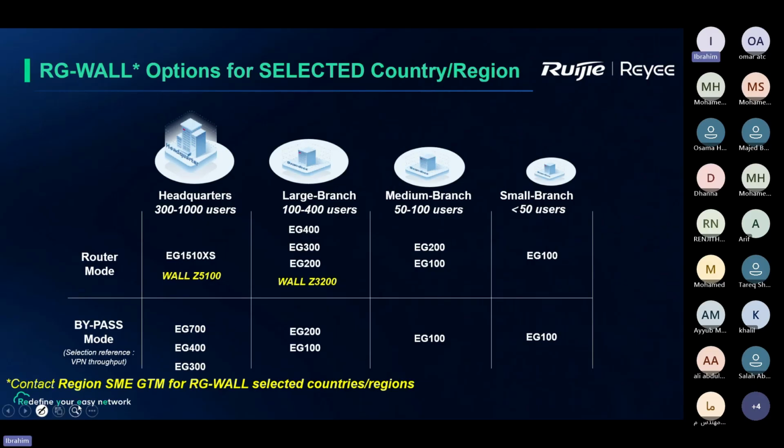Okay. We also have the firewall. We have two firewalls now in Reyee, the Z5100 and the Z3200. You can also use these two firewalls to connect SD-WAN, but take care: the firewall needs a license renewal every year, but the gateway does not need a license. Because the firewall has a security bundle license that you need to renew.